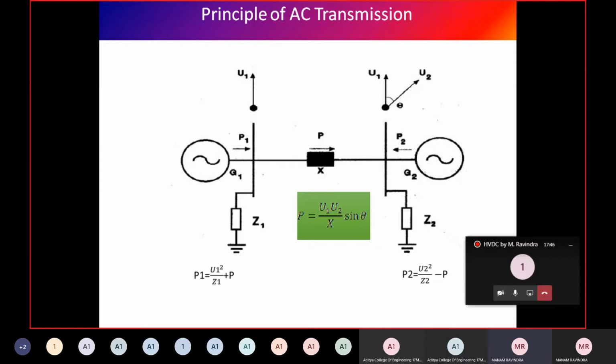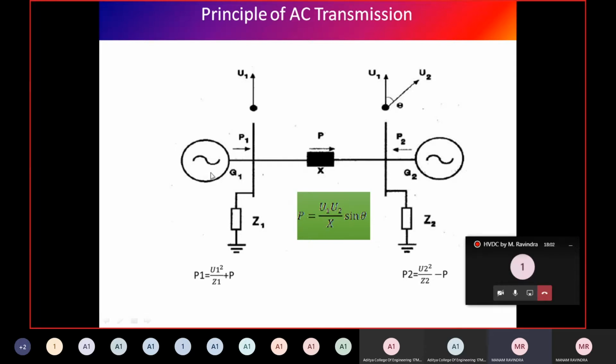Okay, see, before going to the HVDC transmission systems, let us see how power is transmitted through an AC system. First, we have to know the basics of how power is transmitted in an AC system. See the figure. From the figure, we can observe that there are two generators, G1 and G2.